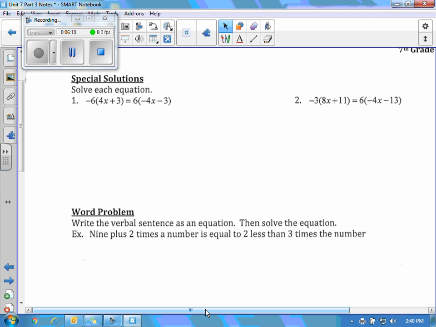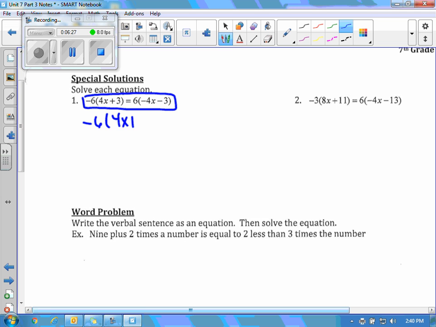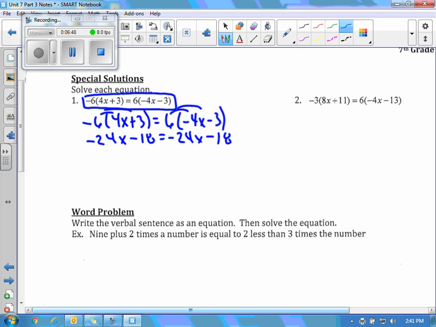Okay. So, for the first one, again, I start by boxing and rewriting. Negative 6 times the quantity 4x plus 3 equals 6 times the quantity negative 4x minus 3. If you look, I need to do distributive property on both sides. So negative 6 times 4x is negative 24x. Negative 6 times 3 is negative 18. On the right side, 6 times negative 4x is negative 24x. 6 times negative 3 is minus 18.